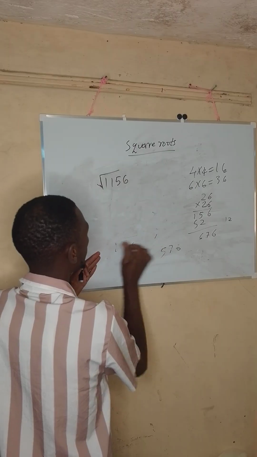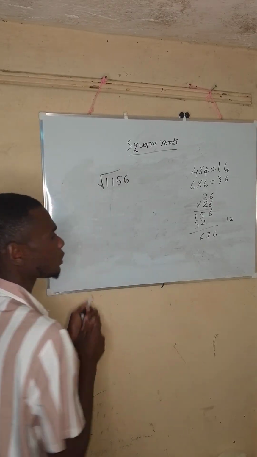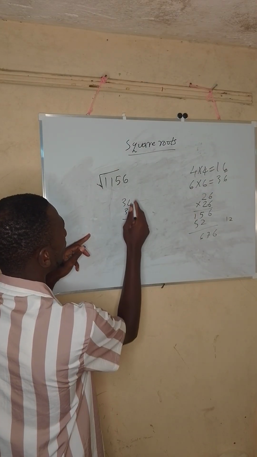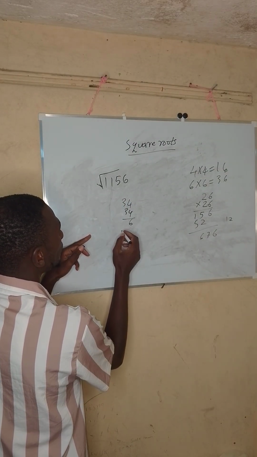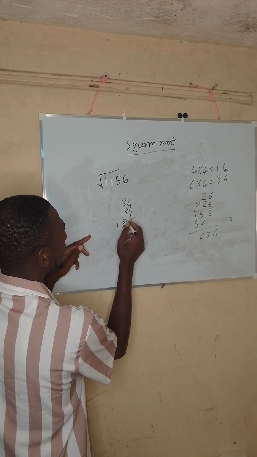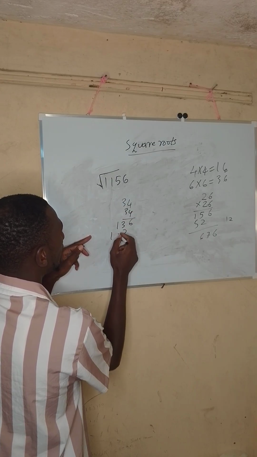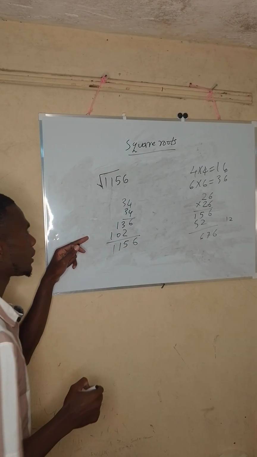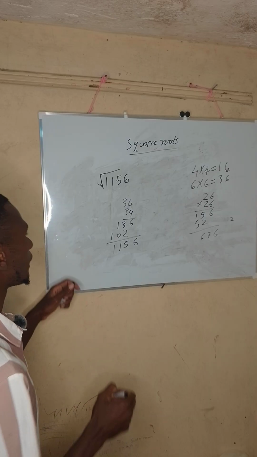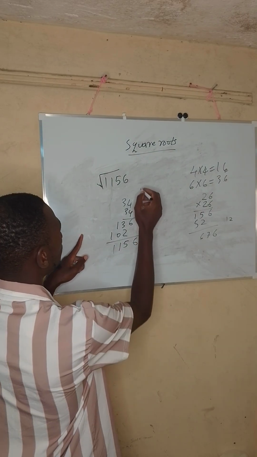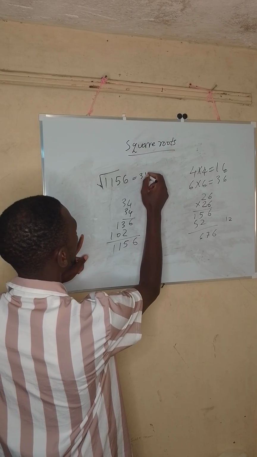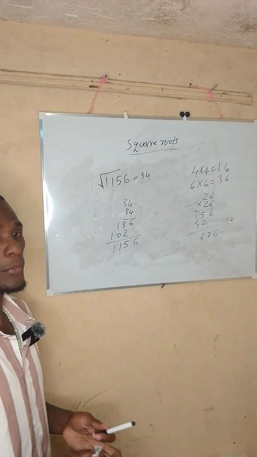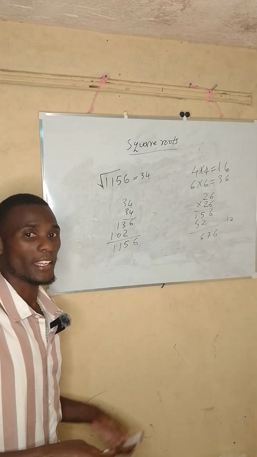I've said only play with those two numbers, 4 and 6. So if you move to 34, that is 16, 12, 12, 9. So this one gives us 6, 5, 1, 1. So this one gives us that number exactly, 1156. So this number is 34. So the square root of 1156 is 34.